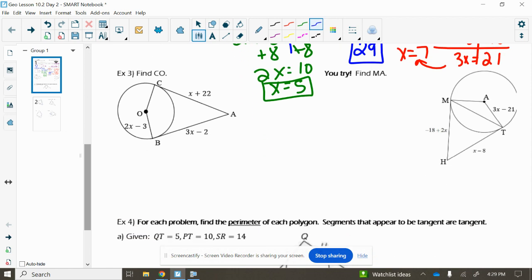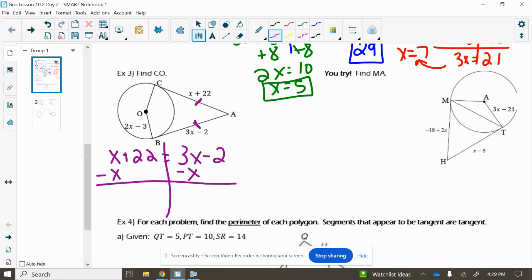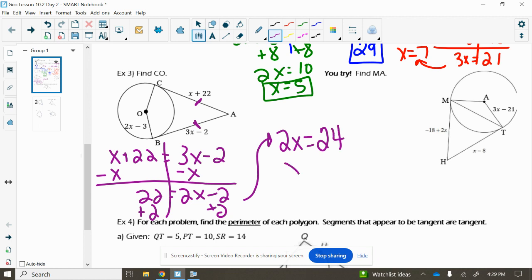Down here for example 3, we want to solve for x as well. So when we solve here, again, we know these two tangent segments are the same. So x plus 22 is going to equal 3x minus 2. Subtract x from both sides, and then add the 2. We end up with 2x equals 24. So x is 12.